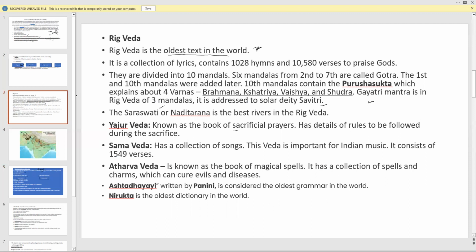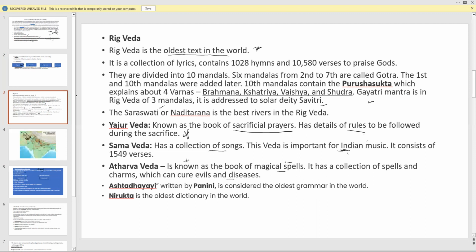What was the Yajurveda about? Yajurveda is the book of sacrificial prayers. If someone asks what is in the Yajurveda, they have written the rules followed during the sacrifices. They are different Vedas and have different roles. Samaveda is a collection of songs, Indian music. One who reads Indian music will definitely read Samaveda. Then Atharveda was a book of magical spells, used to cure evil, yagna, and diseases. They read the Atharveda.